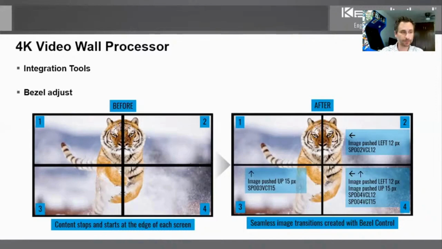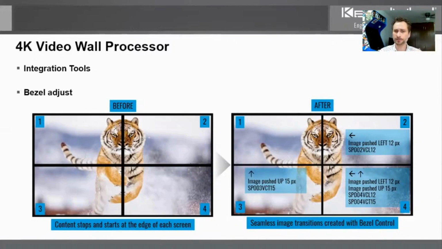Fraction of the cost of professional displays. That leads us to bezel adjustment. When you do have narrow frames there, you could still improve on that image by using bezel adjust to push the image, if you will, across the area of the video wall, which is without screen. It's behind those bezels, right?